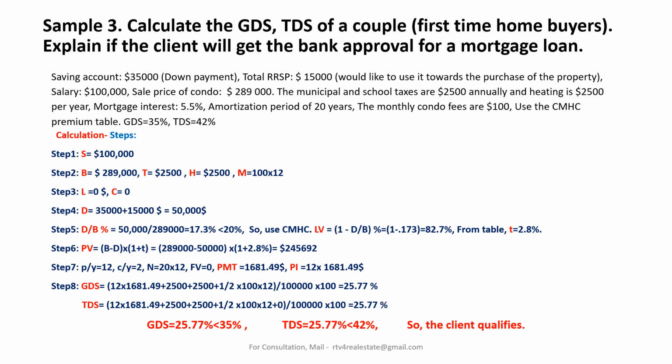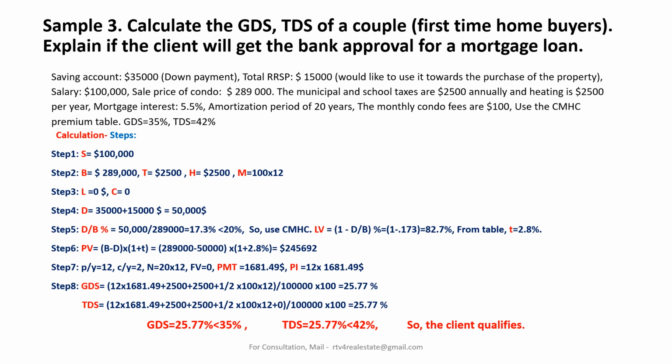$245,692. Step 7, P by Y equals 12, C by Y equals 2, N equals 20 into 12, FV equals 0, PMT equals $1,681.49, PI equals 12 into $1,681.49. Step 8, GDS equals 12 into 1,681.49 plus 2,500 plus 2,500 plus half of 100 into 12 by 100,000 into 100 equals 25.77%.